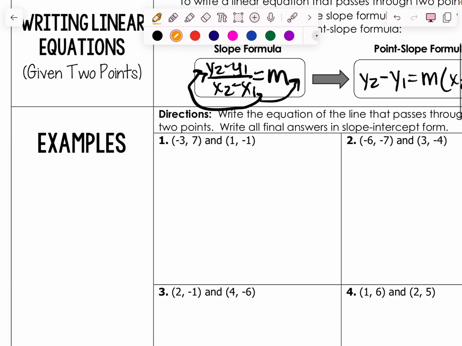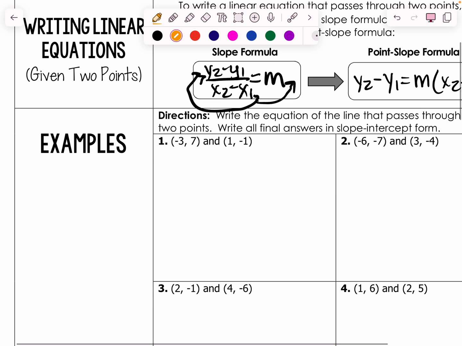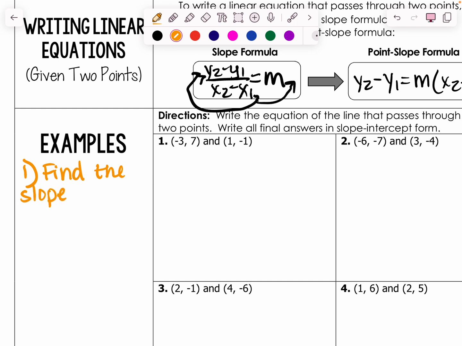Okay, so what I'm going to do is write down the steps over here. Please do the same. First step, find the slope with slope formula.